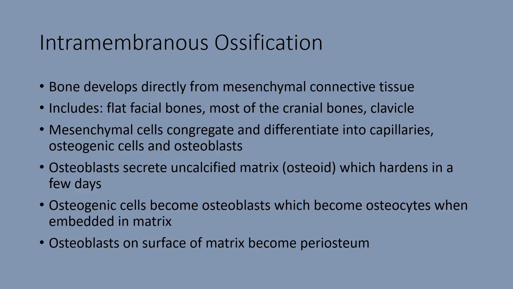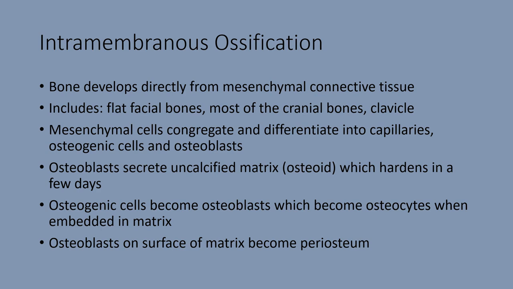As it starts to harden, if a cell is secreting this matrix and it starts to harden all around it, it becomes trapped in it. It's completely embedded in that matrix. So the osteoblasts, once they are embedded in the matrix, become osteocytes. The osteoblasts on the surface of the matrix become the periosteum. So you start seeing how everything's connected.